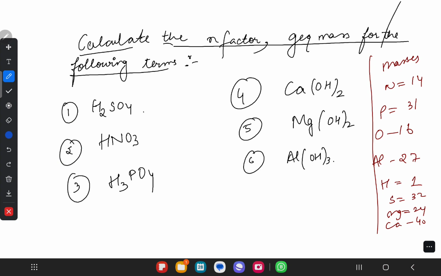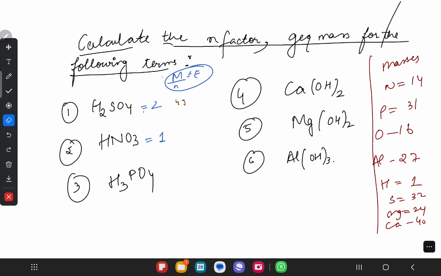No, you do not need the liters. The N factor is 2. The N factor is basically that division factor which converts the molar mass into equivalent mass. And this is 49. Very good, because it's molar mass divided by N factor that gives me equivalent mass.